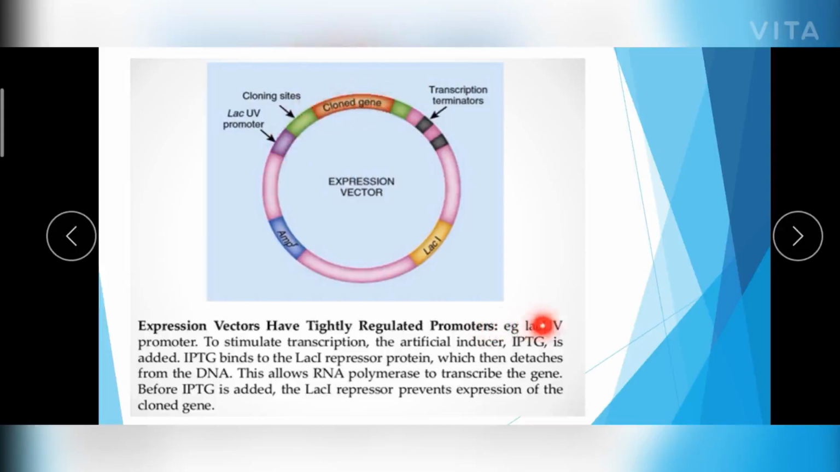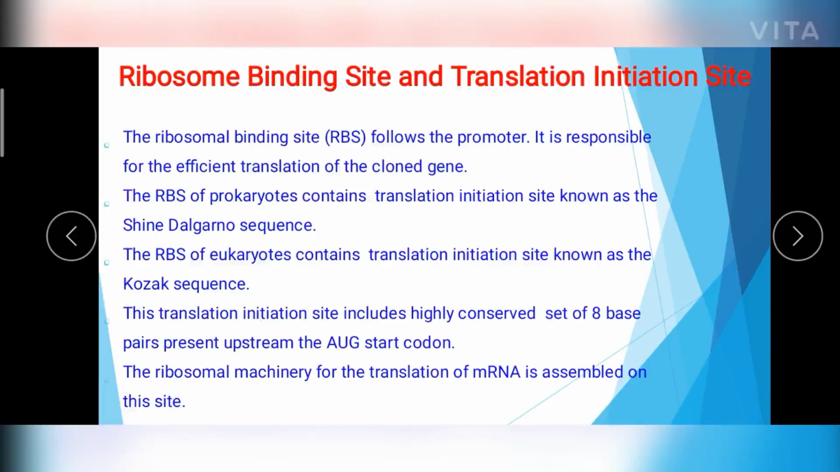In this way, the LAC-UV promoter is an inducible promoter. The transcription is initiated by the inducer IPTG, and the transcription can be repressed or stopped by means of only the repressor molecule. So in this way, the gene expression is regulated in expression vectors.